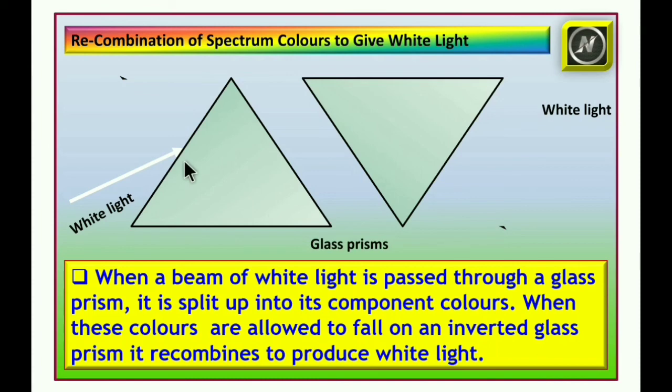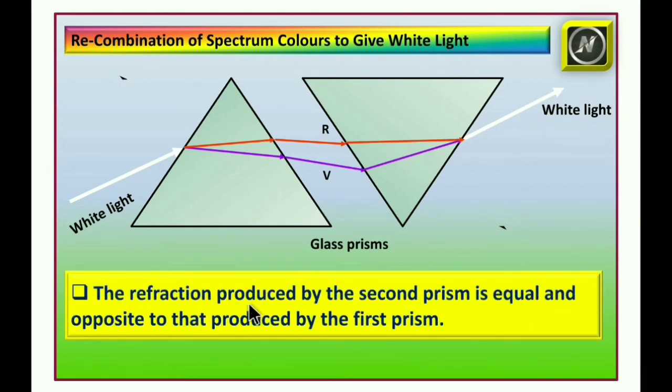See here, white light is incident on the first prism. Refraction and dispersion occur, and the least deviated red color and the most deviated violet color are shown here. That means in between, the 7 colors will be present, and they come out and form the spectrum. And the formed spectrum, if you make it incident on one more prism which is inverted in position, then all these undergo deviation again, and they recombine and form white light. Understood? This is the recombination of the spectrum colors to give white light.